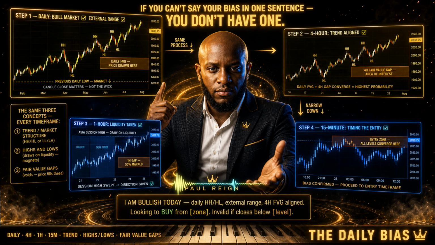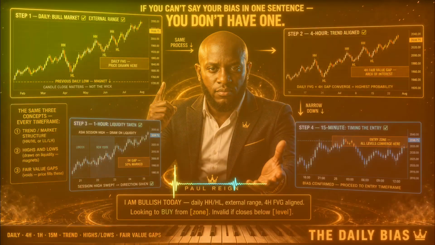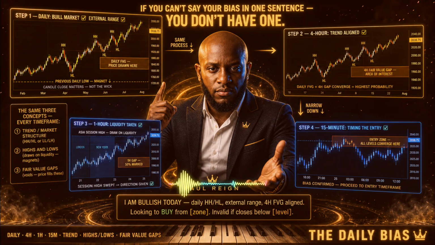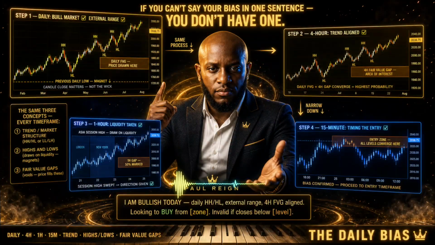One sentence: if you can't say it clearly, you don't have one. Top down, daily to 15, same tree. 1 hour before the session, checklist, not Sunday noon. Tomorrow's bias comes tomorrow, today's is all you do. Losses happen even with the right framework, expenses proof. Systematic beats intelligent but inconsistent.